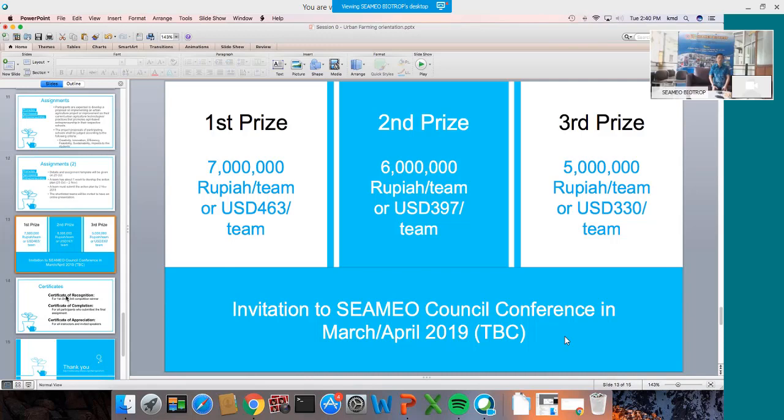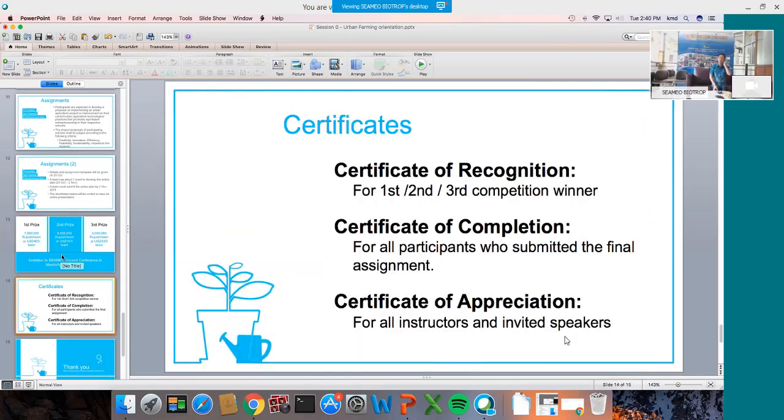Other than this, we will be giving certificates of recognition to all the competition winners or the winning schools, and we will also be giving certificates of completion to all participants who have submitted the final assignment. So please be reminded that only participants or school teams that have submitted the final assignments will receive certificates of completion. This means that those who do not submit may not be able to receive the certificate. So we really encourage you to find time during the 1 or 2 weeks that we'll be giving you to develop the proposal, to work together, and come up with this proposal and submit it to us.